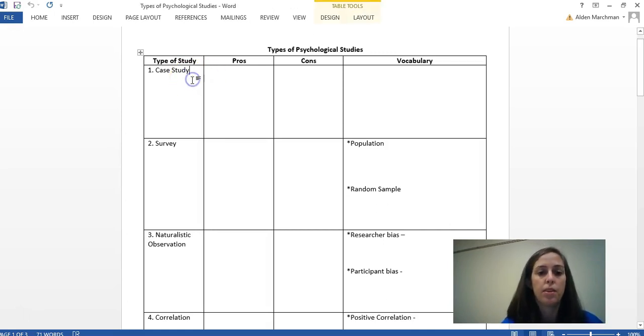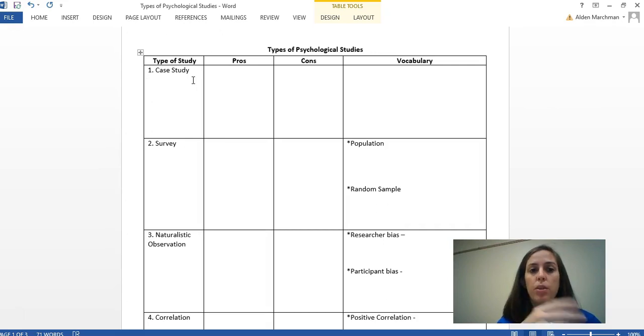So what I would do, let's see if this works. I hope you're seeing what I'm seeing. I'm going to give you the definition on the left, and then we'll talk about pros and cons, and the vocab is actually what we'll probably get to on Monday.